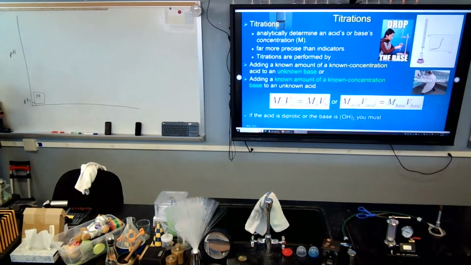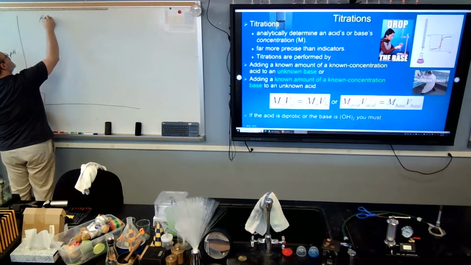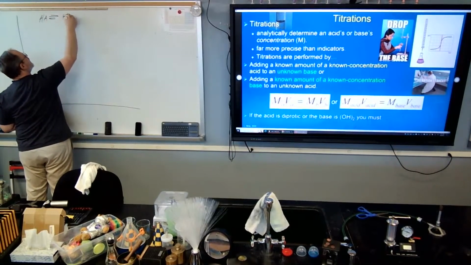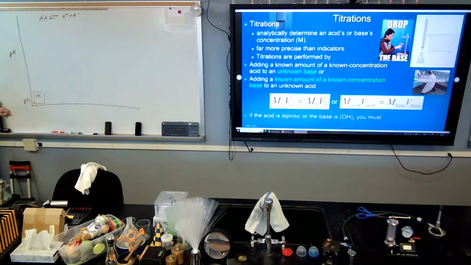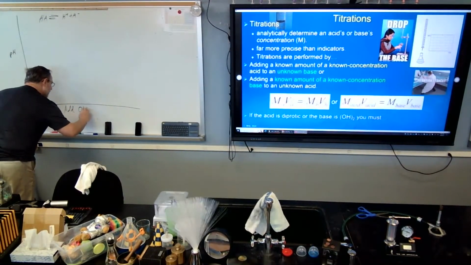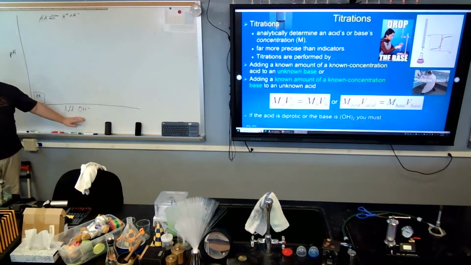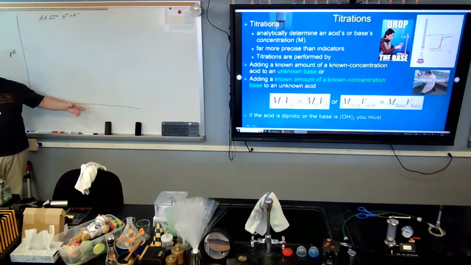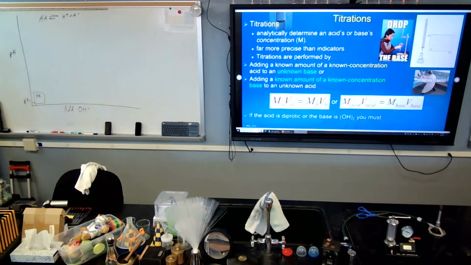Most important, though, we have the equation HA in equilibrium with H plus A minus. And that's what's going on down here. Because this is a weak acid, there's almost no A minus. There's a lot of HA. So far, so good. And then we're going to add, over time or over volume, OH minus. If we use a drop counter, it's actually going to put volume here. If we don't use a drop counter, it's going to put time here. Drop counters are kind of nice, when they work.